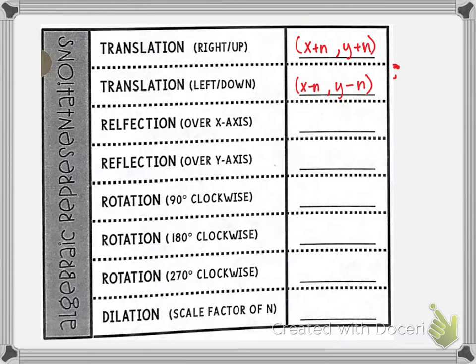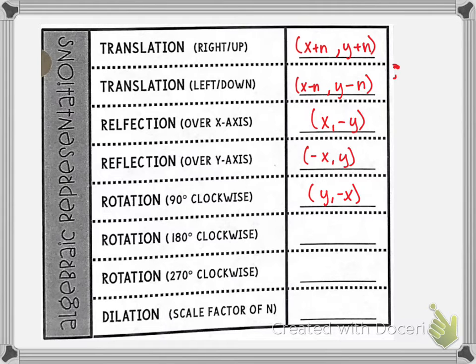For reflection over the x-axis, we have x comma negative y, so we're flipping the sign on the y. For reflection over the y-axis, we're flipping the sign on the x, so we have negative x, y. If we want to do rotation 90 degrees clockwise, we'll switch the x and y, so it'll be y, x, and then we're putting a negative with the x.